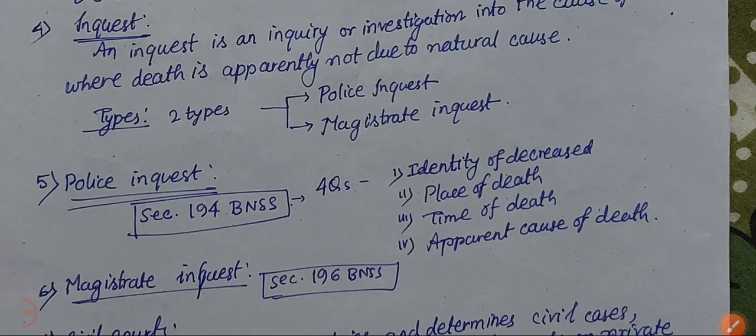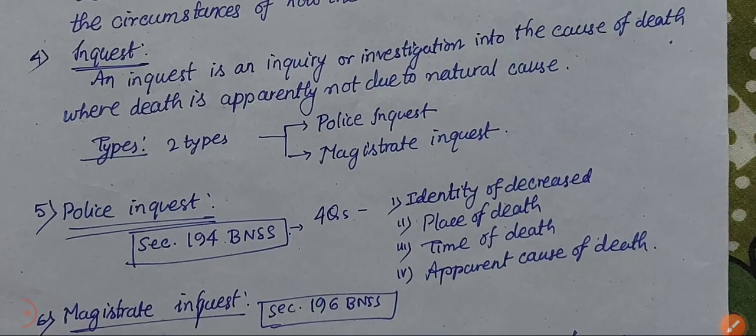Next point is inquest. An inquest is an inquiry or investigation into the cause of death, where death is apparently not due to natural causes. There are two types of inquest in India, mainly the police inquest and the magistrate inquest.